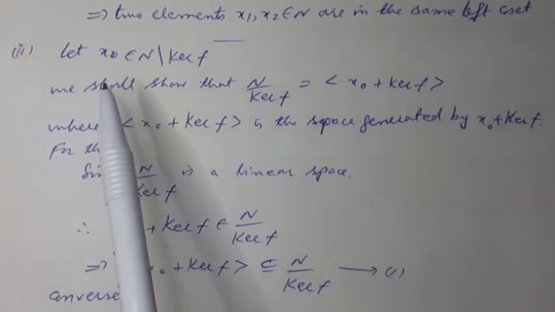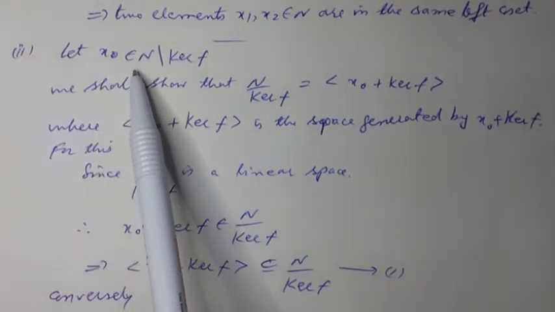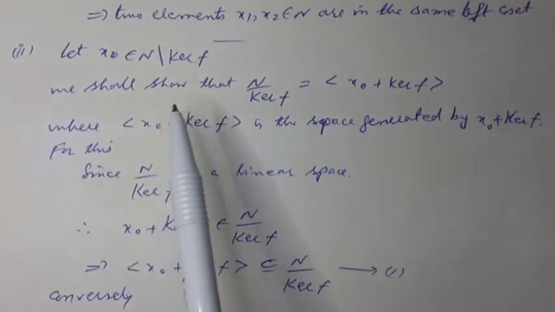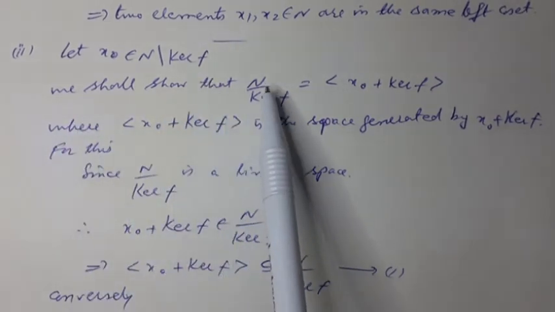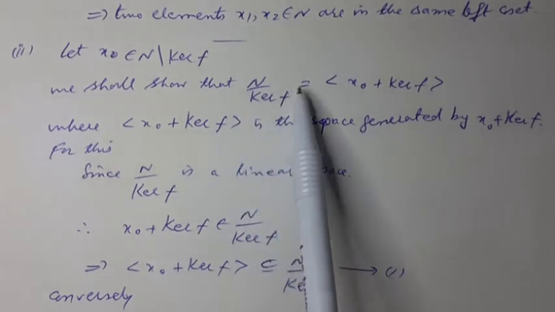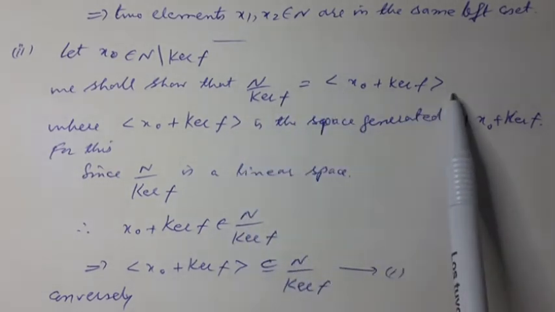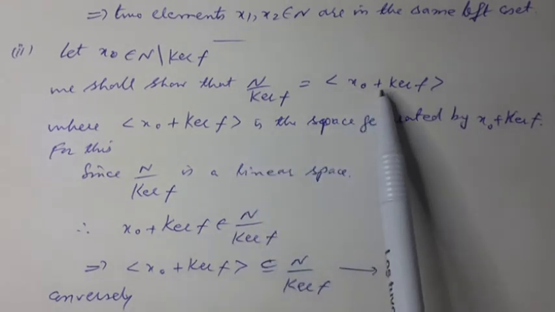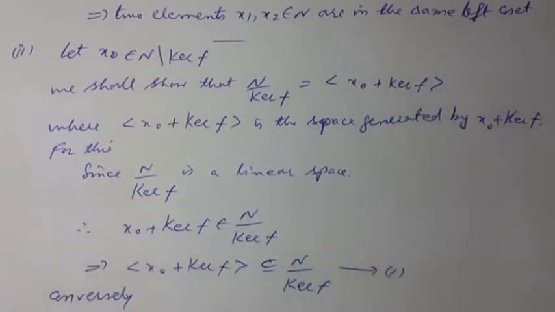Second part: let x naught belong to N minus kernel f. We shall show that the quotient space N by kernel f is equal to the space generated by x naught plus kernel f. For this, since N by kernel f is a linear space, therefore x naught plus kernel f belongs to N by kernel f. This implies the space generated by x naught plus kernel f is a subset of N by kernel f.